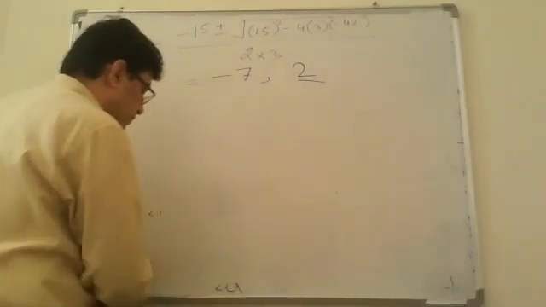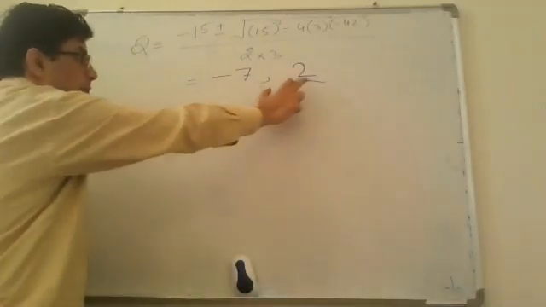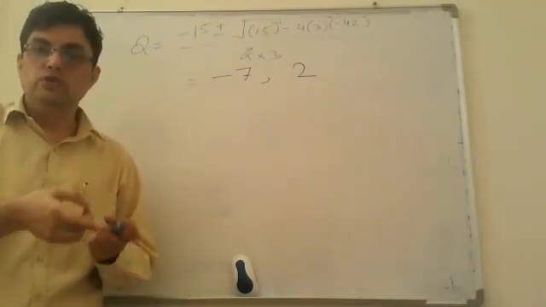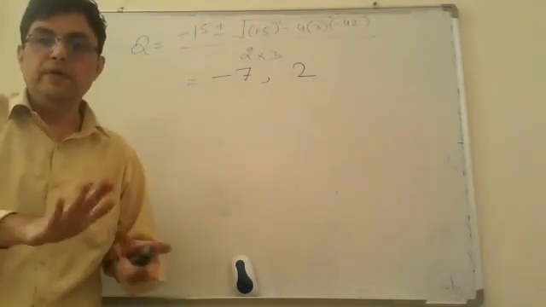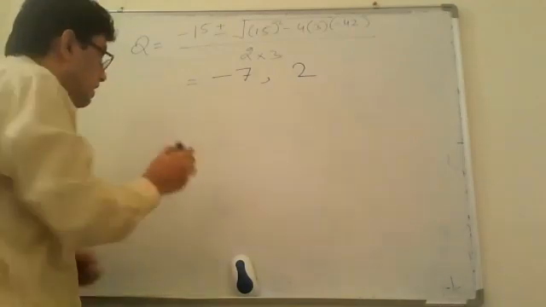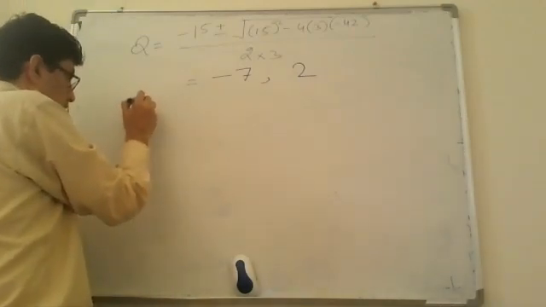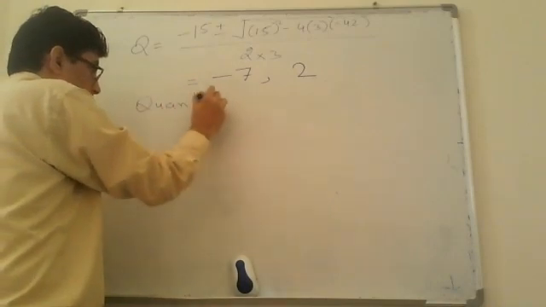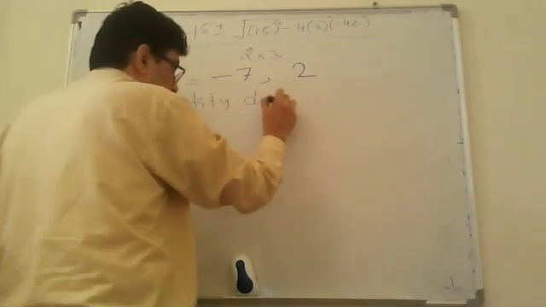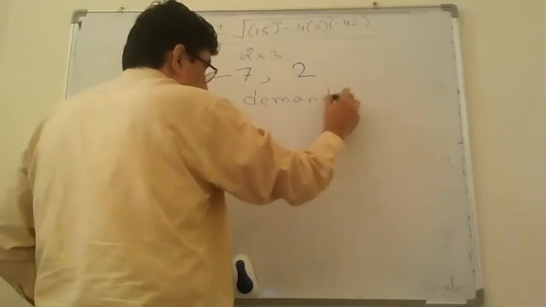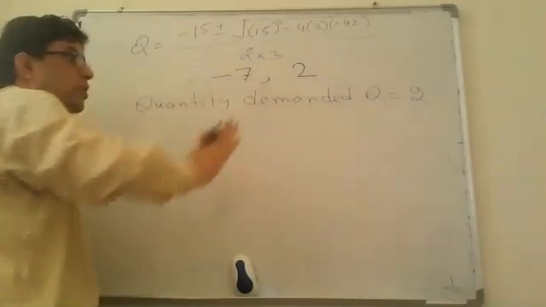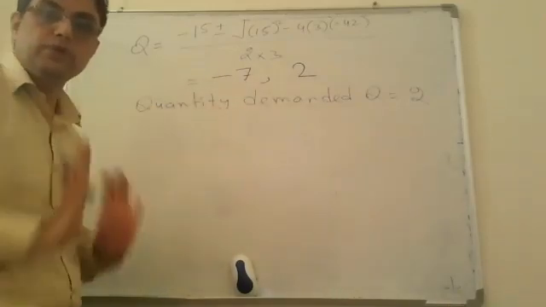Now we have two values of q, minus 7 and 2. What is q? Q is quantity. So quantity will never be negative. So the final answer, quantity demanded q is equal to 2. Why? Because it should not be minus. So you have to choose only 2.